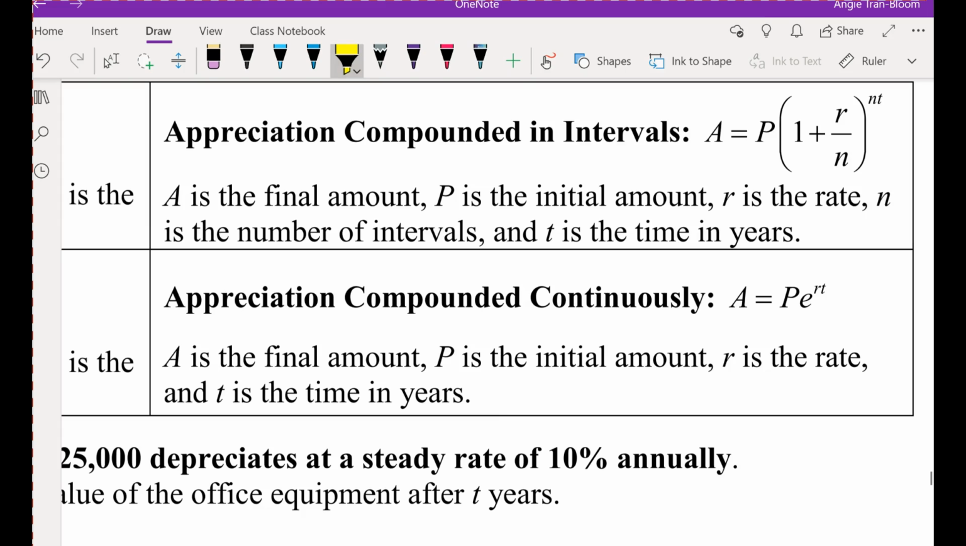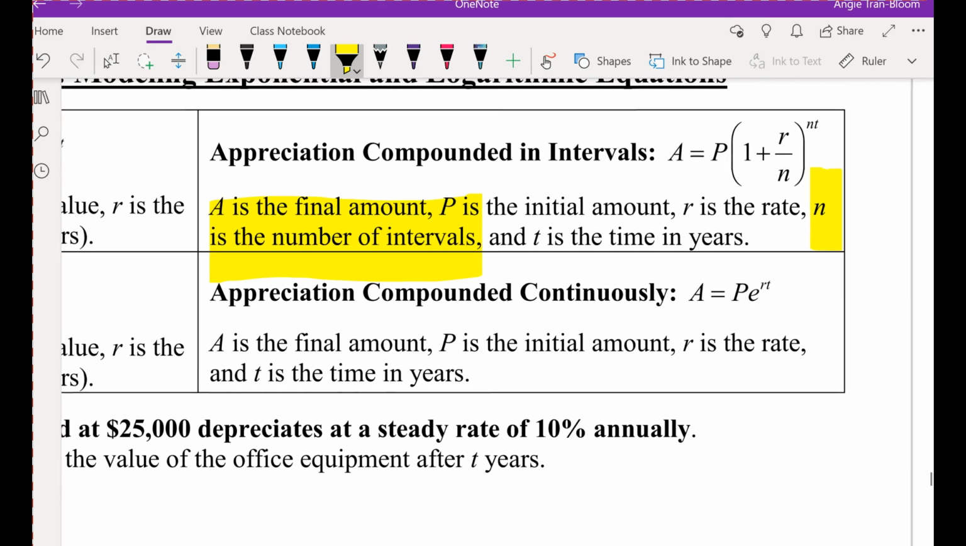Perfect. Would you agree that all of the variables have the same meaning? The one new variable is what? What's the one new variable in this equation? N, okay? As you can see, this one has N here in the denominator, and then also a little bit in the exponent. It says N is the number of intervals. Anybody know what that means in this equation?